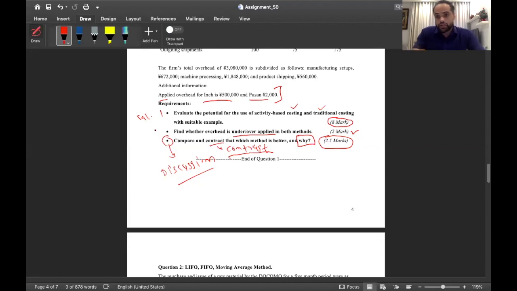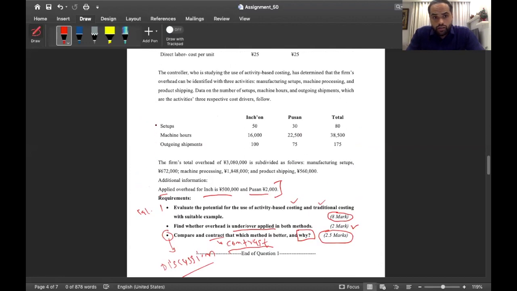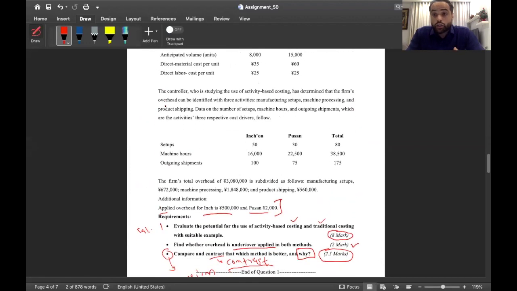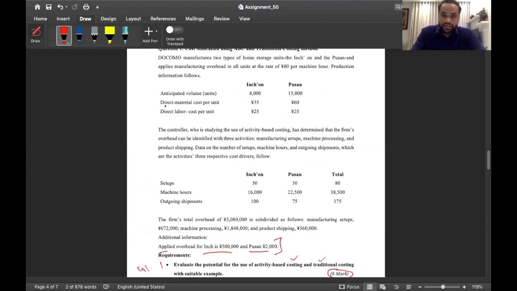Total FOH. No, you have to calculate total cost, not only total overheads, all right? Total cost, which means direct material, direct labor, and overheads. Direct material and direct labor are given. Of course, you don't have to do anything with them, all right? Just calculate using ABC and traditional costing.